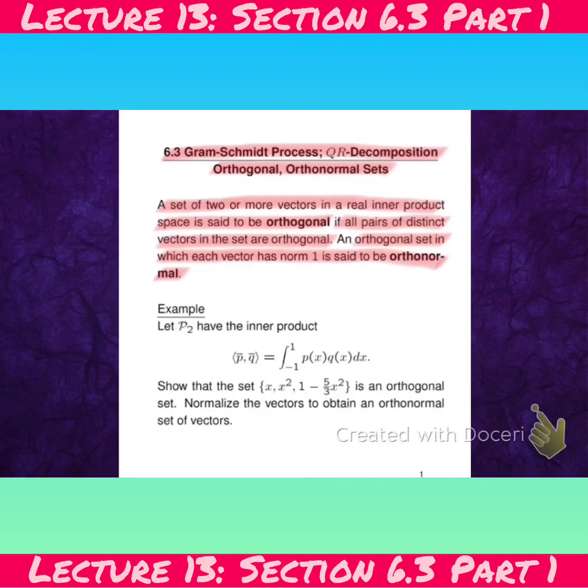So given the following example, if we look at P2 defined with the inner product, where the inner product is given by the integral from -1 to 1 of the product of the two functions, then they just ask us to show here that this set is orthogonal, and then they want us to normalize each vector, and we normalize each vector by multiplying it with 1 over its norm.